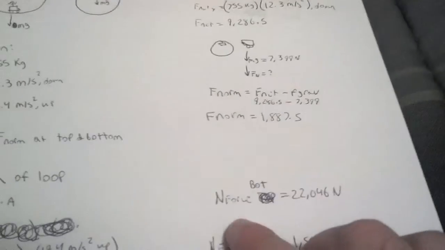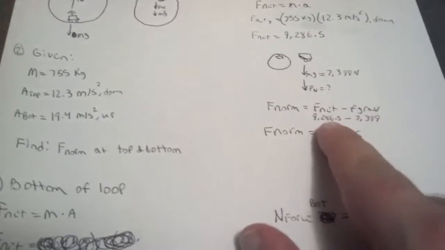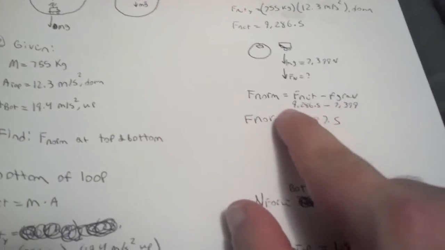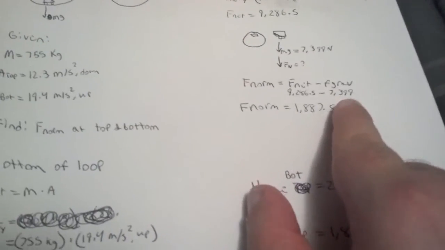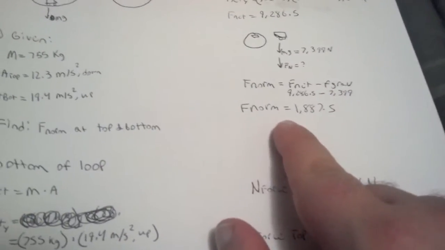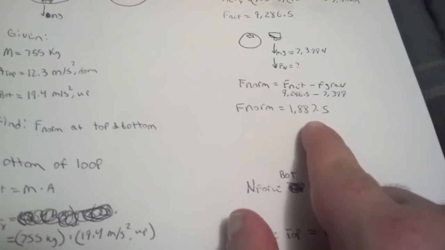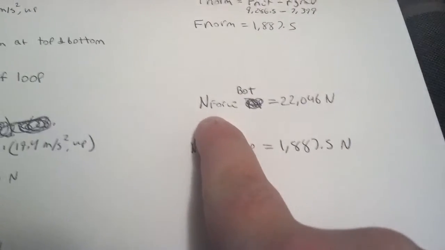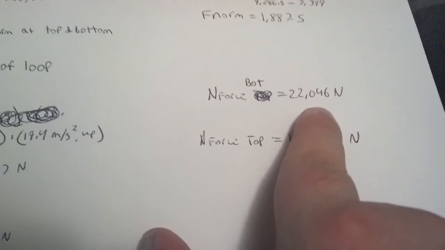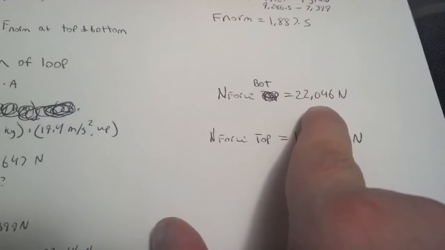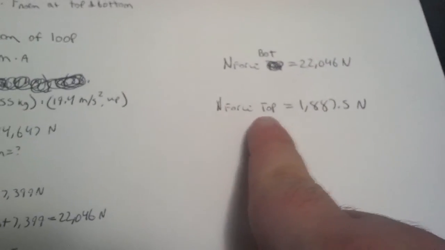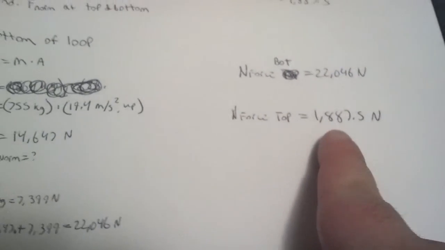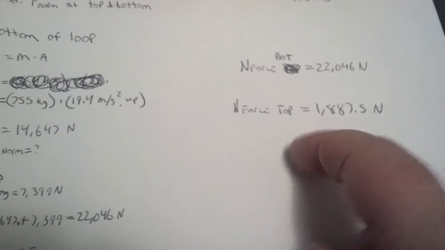9,286.5 newtons. So you get the net force minus gravity equals 9,286.5 minus 7,399, and the normal force for the top of the track is 1,887.5. So the answers to the problem is N bottom equals 22,046 for the normal force in the upwards direction, and N top is 1,887.5 newtons downwards.